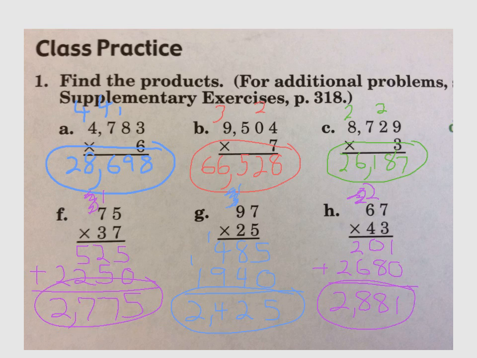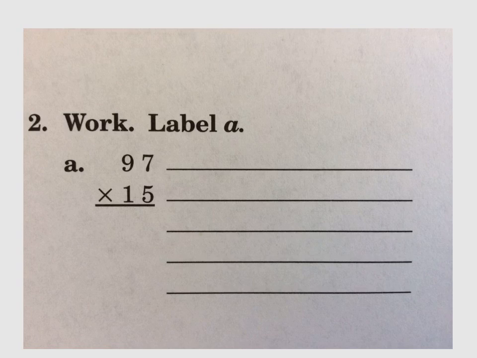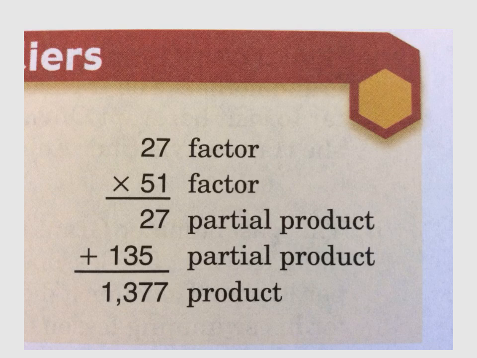Okay, if you look at the top of your page, where it looks like this right here, 27 times 51, and it says those are your factors. The two numbers that you're multiplying are your factors. Then when you come up with part of your answer, it's called your partial product, because the product is the answer. So when you come up with the 27, that's part of the product, partial product, and you come up with 135, that's part of the product, partial product. And then the product is your final part, is the answer.